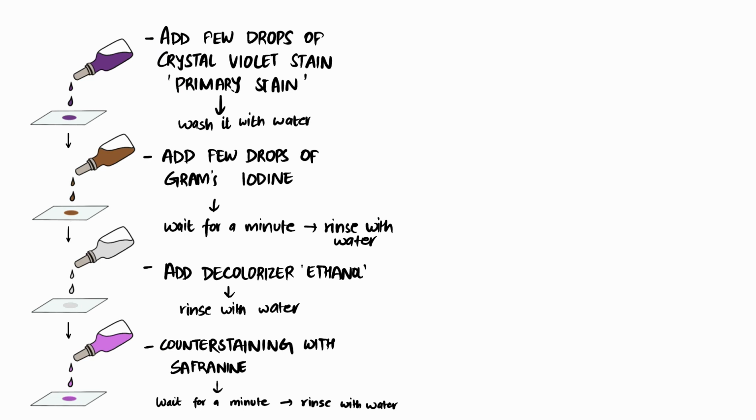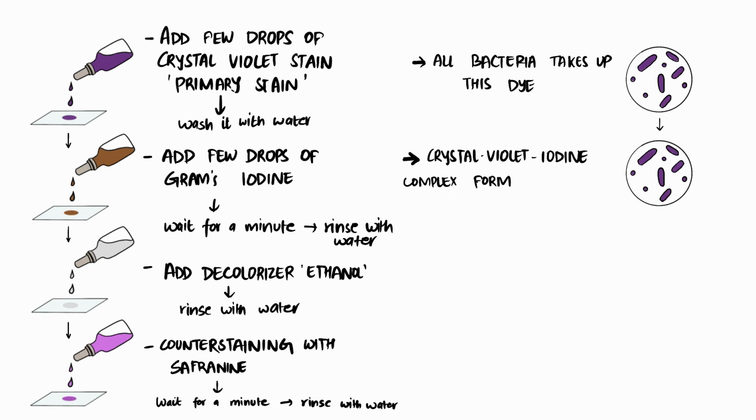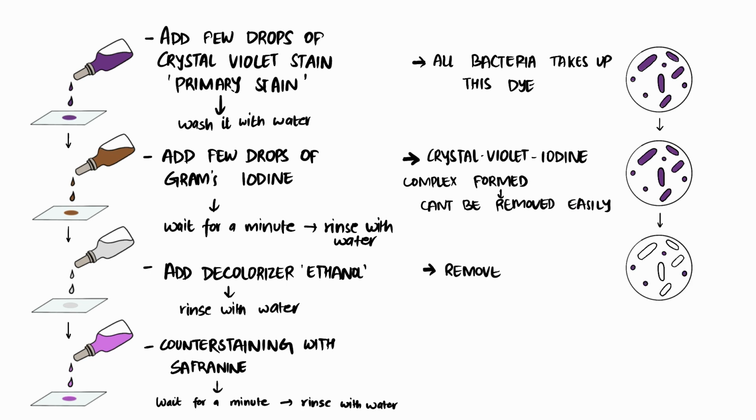Now let's look at the principle of gram stain. In the first step, when we add crystal violet to the smear, all bacteria take up this dye. In the second step, the iodine is used to fix the dye to the cell wall. It forms a crystal violet-iodine complex, and hence the crystal violet dye cannot be removed easily. In the next step, adding the decolorizer tries to wash away the stain.